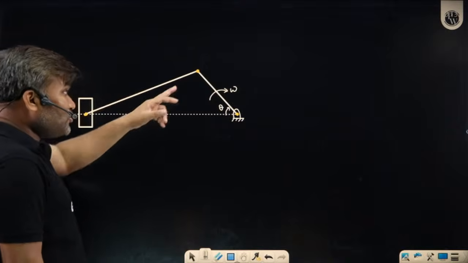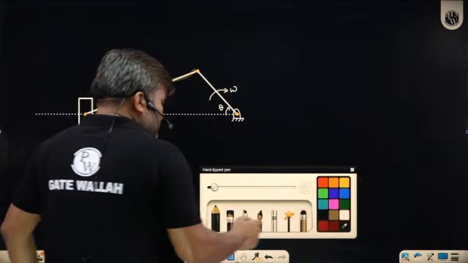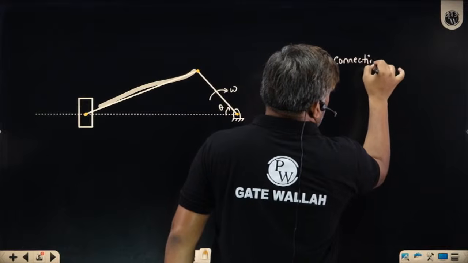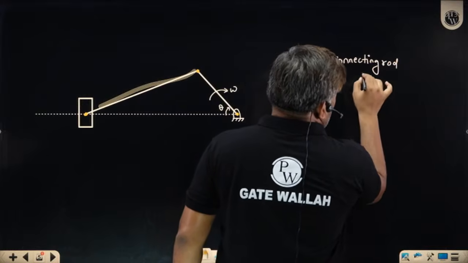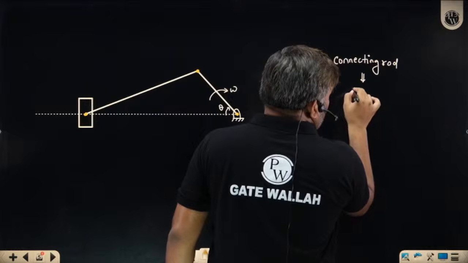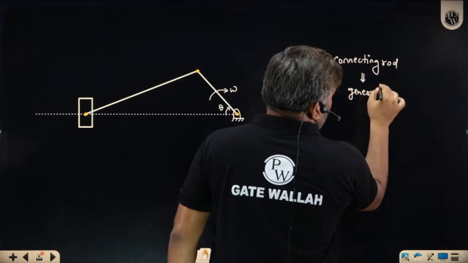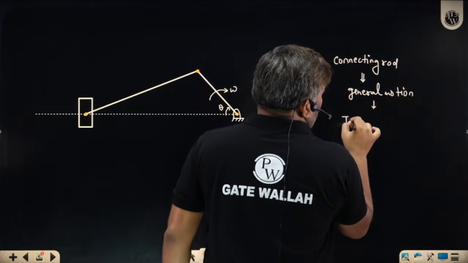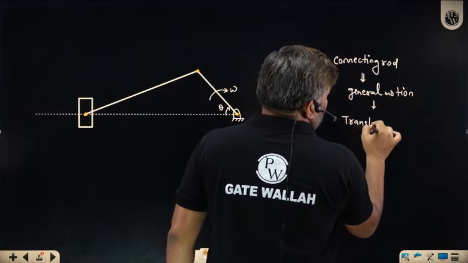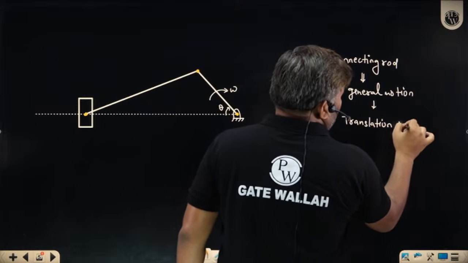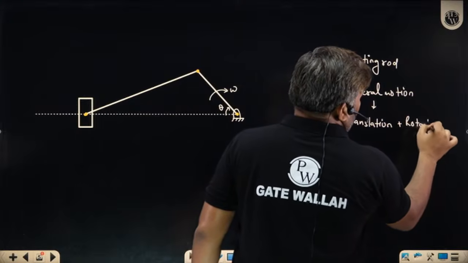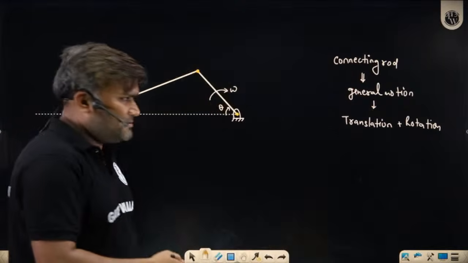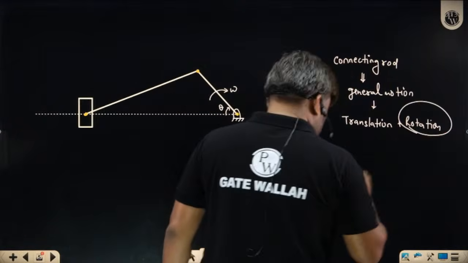So now I want to know about this connecting rod, which is actually doing general motion, which is a combination of translation plus rotation. Sir, the translation idea I have already got, same as the piston. Rotation, I want to understand this.